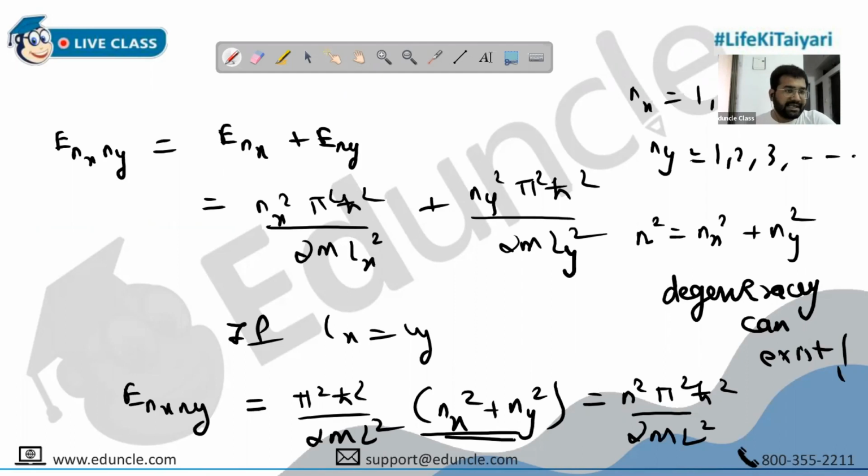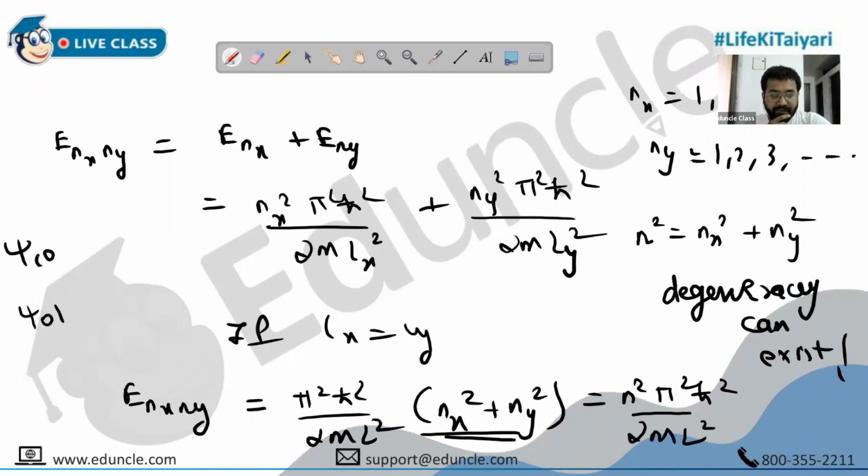So two different states, like psi 1 0, the energy eigenvalue of this, and psi 0 1, the energy eigenvalue of this, both of them will be the same because nx and ny are different. The states are different, but sir, energy zero will not be allowed, right? Yes, zero will not be allowed. Zero is only in harmonic oscillators.